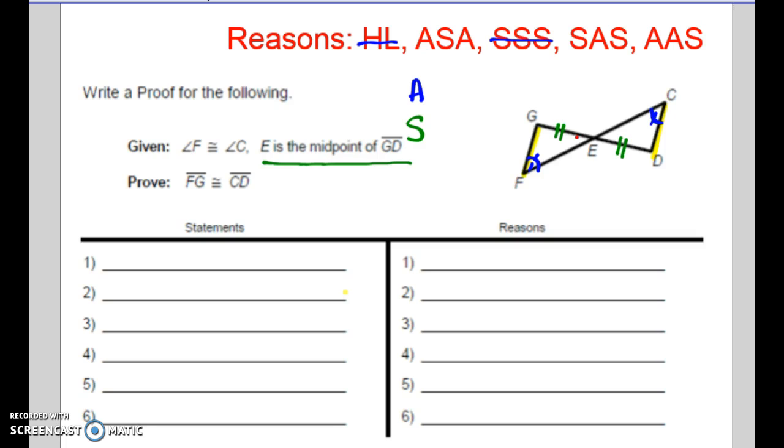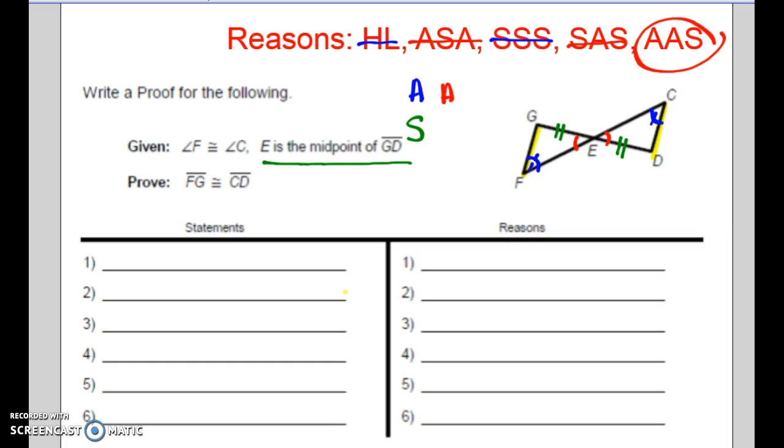Let's go look at right here. What kind of angles are those? Those are vertical angles and they're congruent. So I've got two angles and a side. So it's not side angle side. I have to decide, is it angle angle side or side angle side? Well, the side is not the included side. So I have to use angle angle side to show that these triangles are congruent.